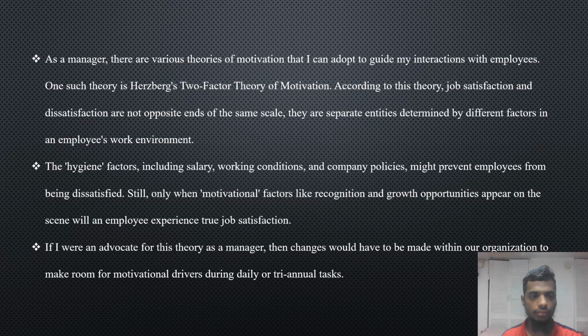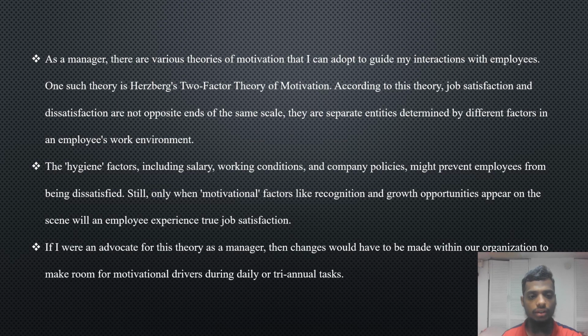As a manager, there are various theories of motivation that I can adopt to guide my interactions with employees. One such theory is Herzberg's two-factor theory of motivation. According to this theory, job satisfaction and dissatisfaction are not opposite ends of the same scale. They are separate entities determined by different factors in an employee's work environment.